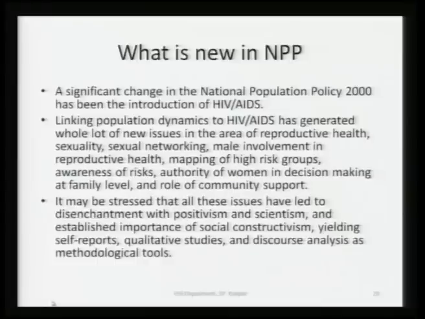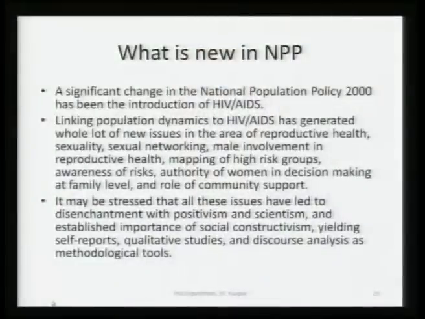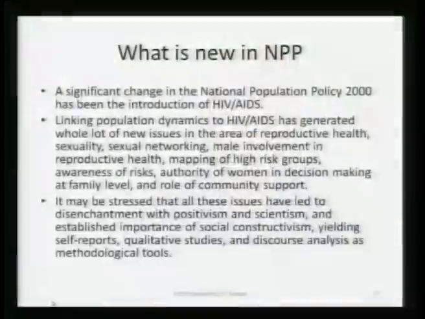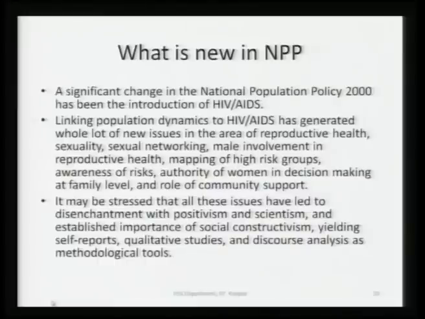A significant change in the National Population Policy 2000 has been the introduction of HIV/AIDS. Before NPP 2000, population policy did not talk about HIV/AIDS. HIV/AIDS did not exist. The first case of the virus in India was detected in 1986 somewhere in Chennai, and after that there has been a gradual development. After NPP 2000, HIV/AIDS became an integrated part of population policy. Then linking population dynamics to HIV/AIDS has generated a whole lot of new issues in the area of reproductive health, like sexuality. Earlier nobody was talking about sexuality. NPP 2000 made sexuality a new issue.